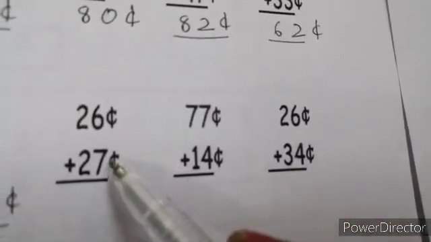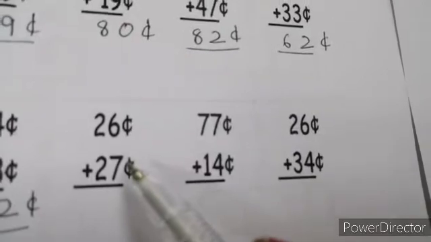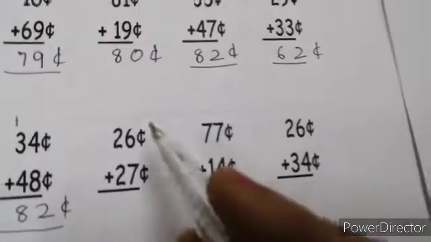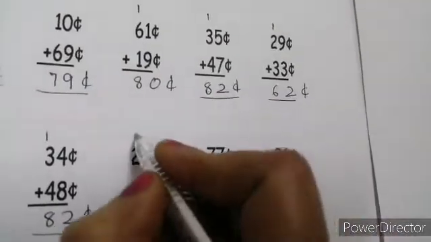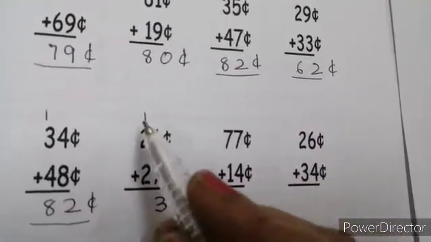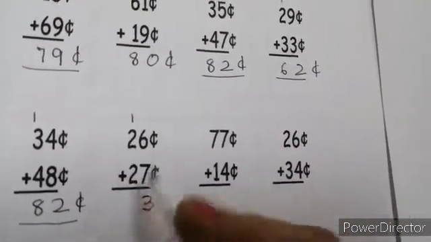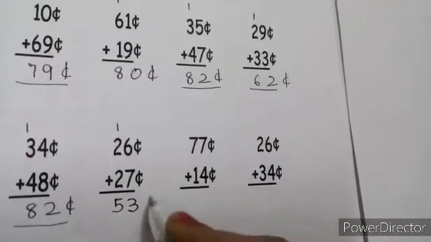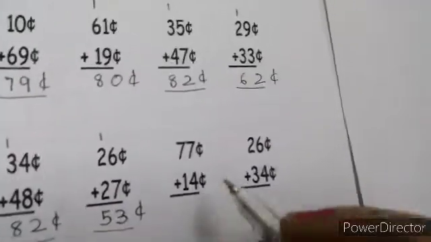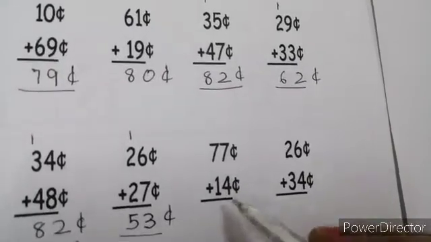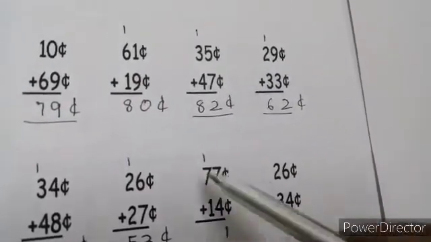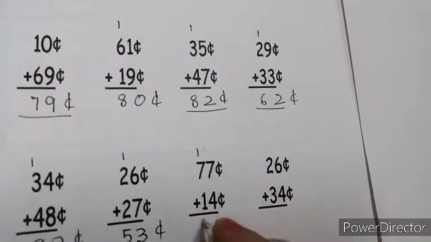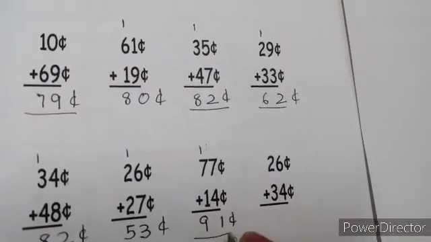6 plus 7. How much? 8, 9, 10, 11, 12, 13. 7 plus 6 is 13. 3. 1 carry over. 1 plus 2, 3. 3 plus 2, 5. 53 cents. 7 plus 4. 7 plus 4 is 11. 1 carry over. 8, 9. 91 cents.